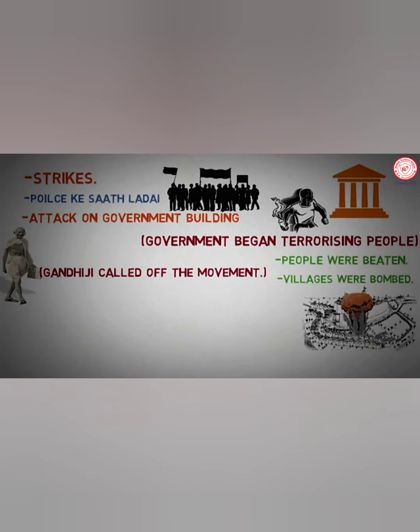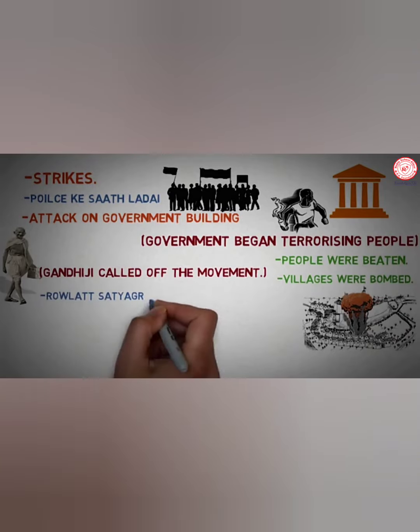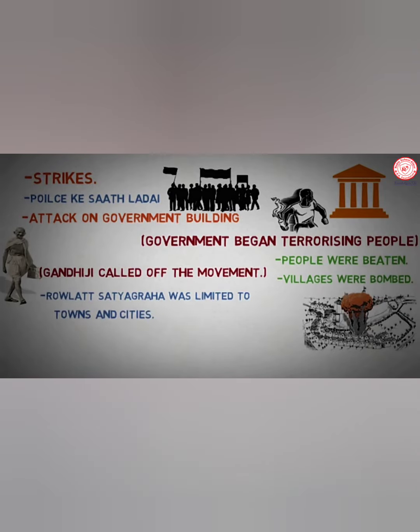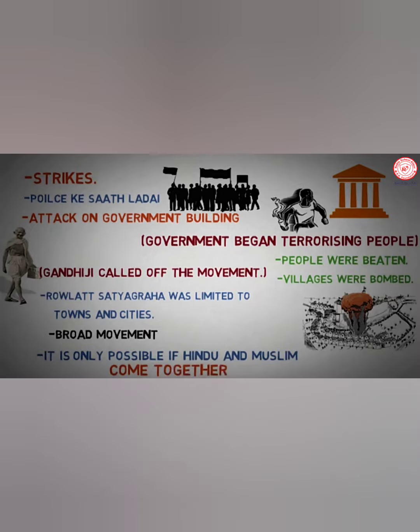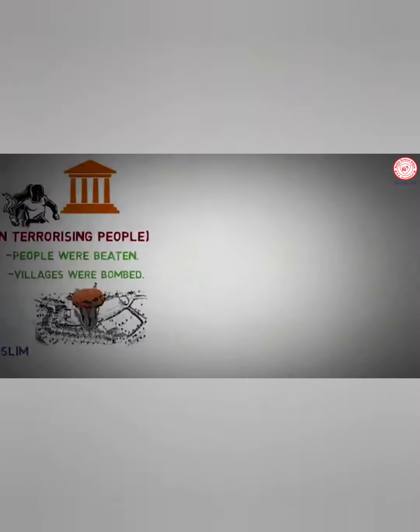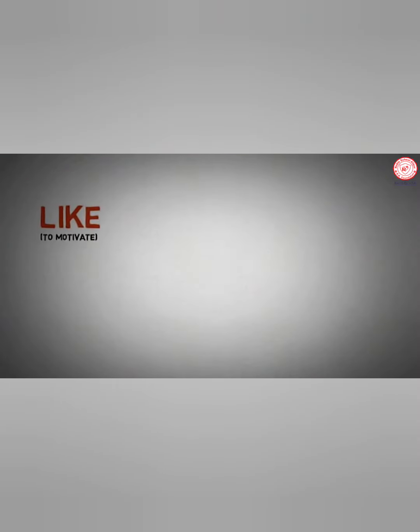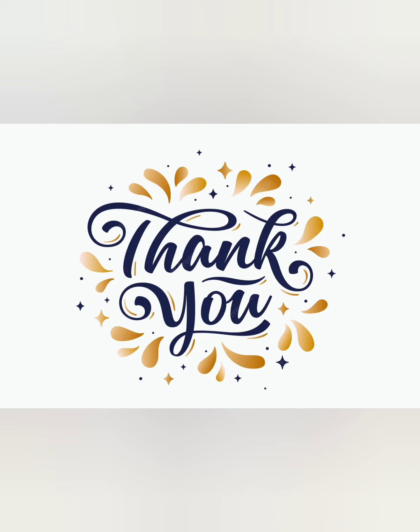This Rowlatt Satyagraha was limited to cities and towns. So it was time to start a broader movement. It is only possible if Hindus and Muslims come together. Therefore, Gandhiji took these steps towards the Khilafat movement, which we will learn in the next class.